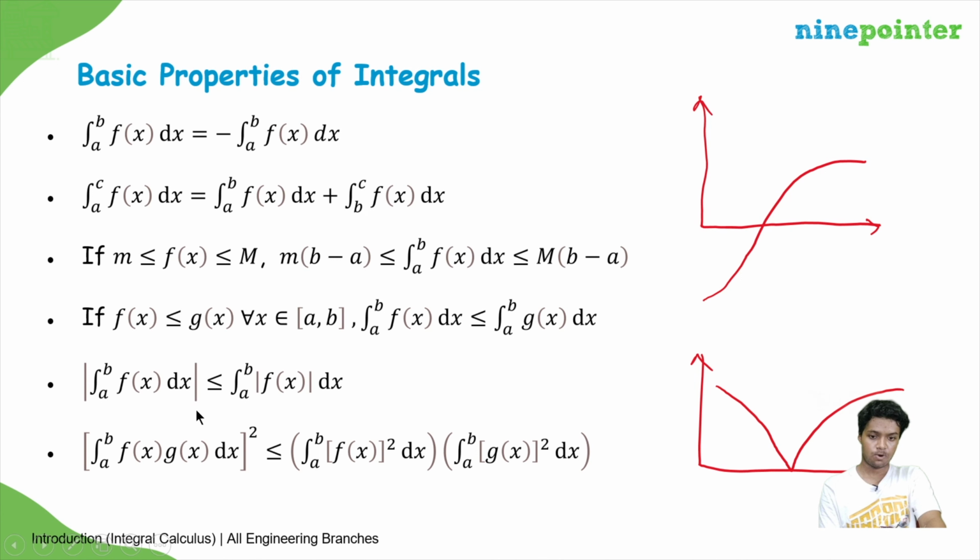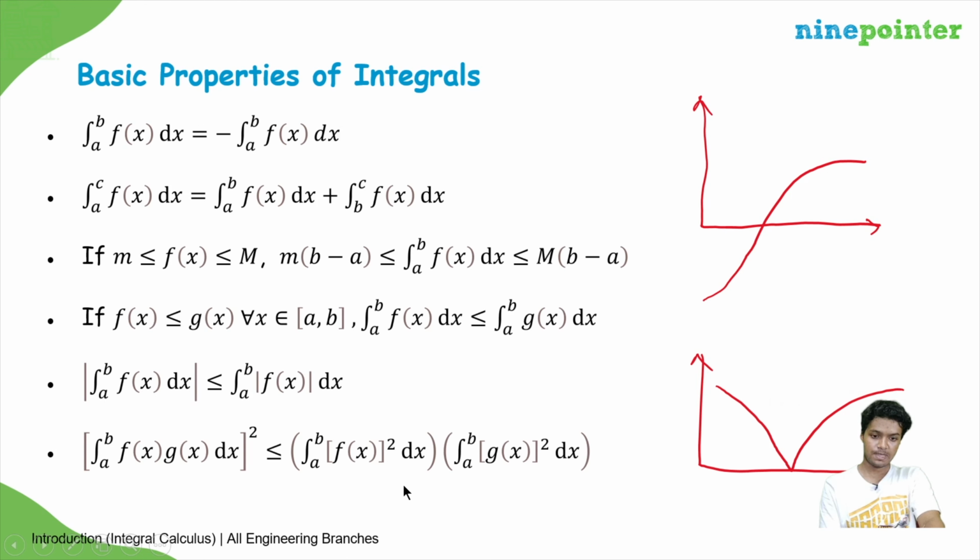The next property can be analyzed using the graph. We have that the mod of the integral is less than or equal to the integral of the mod of the function. So we can see if we have some function like this, we know that if the function is above the x-axis, the value of the integral is positive, and negative if it is below the x-axis. But in case the mod of the function is taken, the entire function will be above the x-axis, so it will always be positive. Hence this value has to be greater than or equal to the other value given.